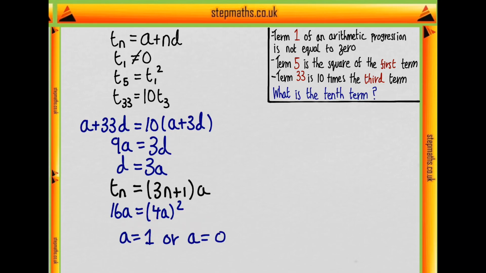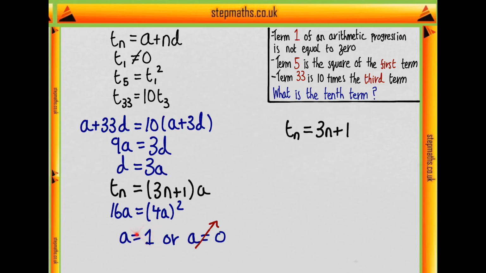So that's funny. We want one solution, we got two. Well, we've not used this yet, have we? t1 not equal to 0. And if a is equal to 1, then the first term is 3 plus 1, 4 times 1, 4. So that's fine. But if a is equal to 0, our first term is 3 plus 1, 4 times 0, which is 0, which violates this. And so a can't equal 0. So we've just got a equals 1.